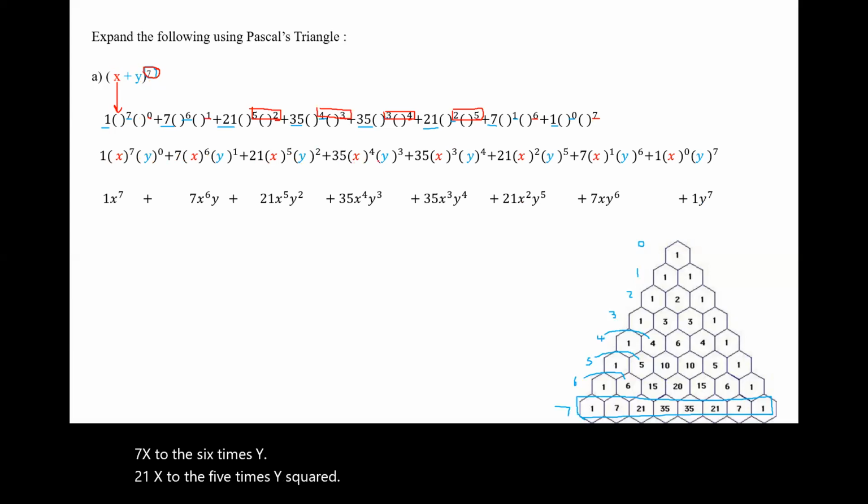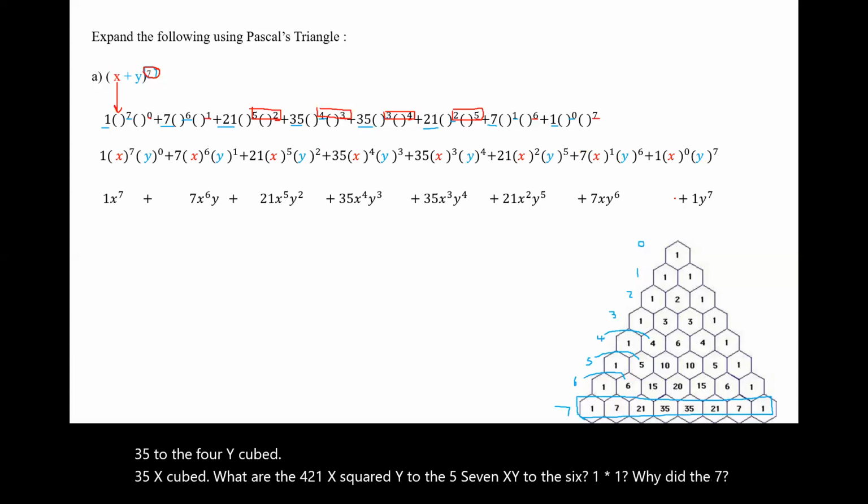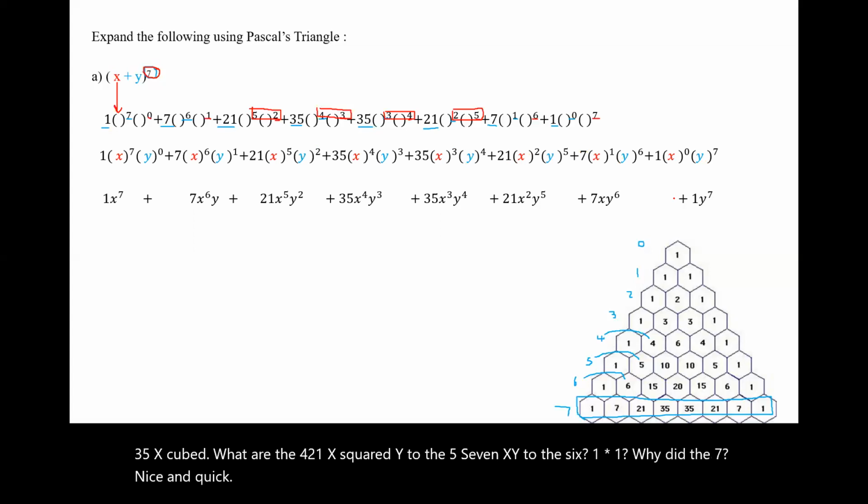35x to the 4 y cubed. 35x cubed y to the 4. 21x squared y to the 5. 7x y to the 6. 1 times 1 y to the 7. Nice and quick. So let's refresh.